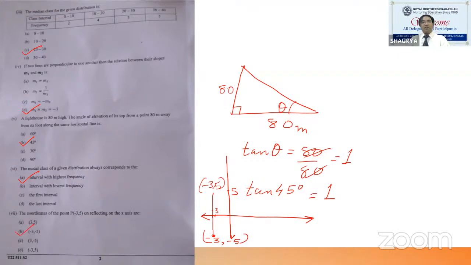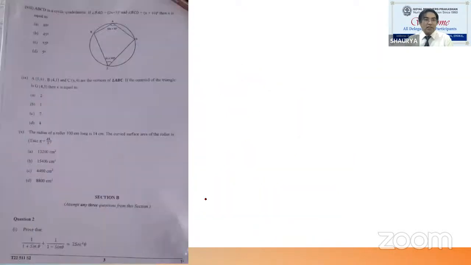The reflection of the coordinate of point P, which was -3, 5. Its reflection came out to be, let's say, at point Q, which has the coordinates -3, -5, making B as the correct answer. Let's turn ourselves to question 8.